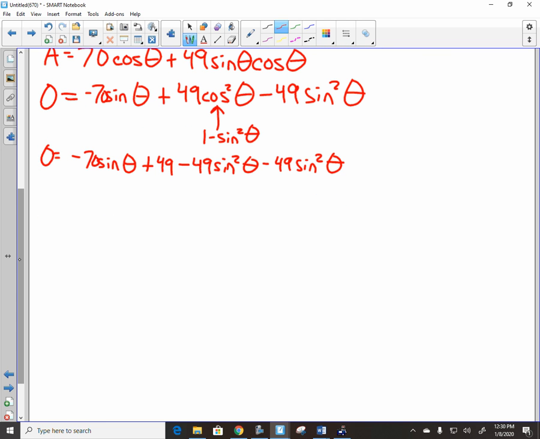It looks bad, but really not. You have some terms you can join together. We're almost done. What can you combine together? Again, negative 98 sine squared of theta minus 70 sine of theta plus 49.